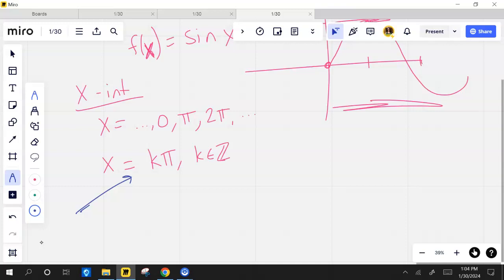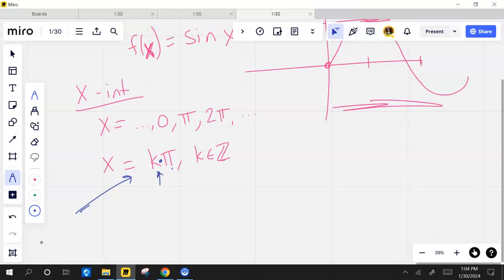K pi means take some number k and multiply by pi, and that's an x-intercept. What is k? K is any integer. So that means I should be able to look on my graph, and at 7 pi, it's going to cross over. At negative 3 pi, it's crossing over. Any number that I put, as long as it's a whole number in front of pi, then that's a place where it's crossing the x-axis. It doesn't matter what number you put in front of there, that's a place that it crosses the x-axis.